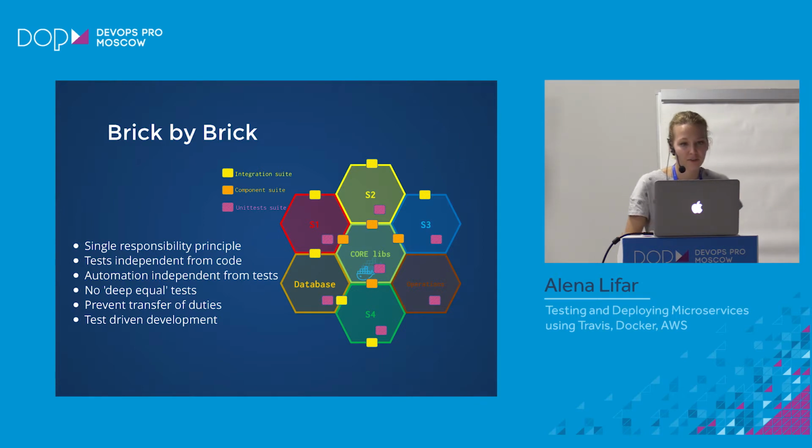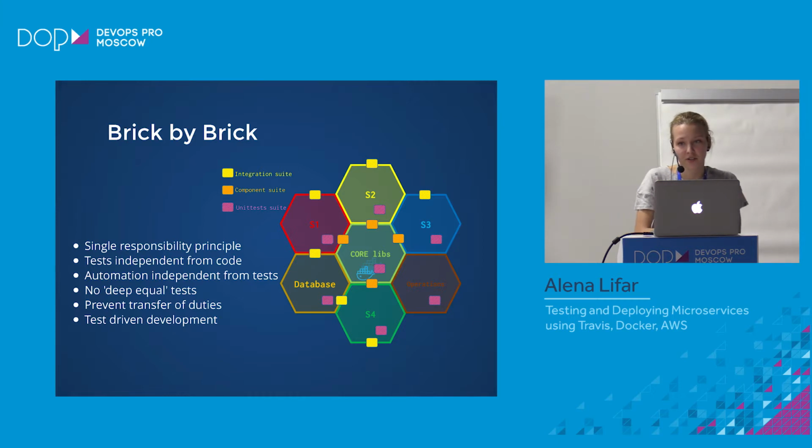And in our case, I tried to apply Fowler's paradigms to our architecture, and every component, so every service has their own integration and unit test suites. And when you see those orange blocks, those are component tests with core libraries because they're used directly in the code.